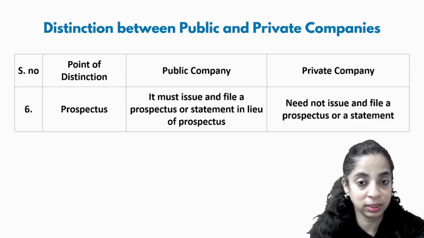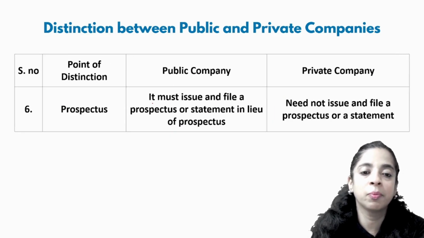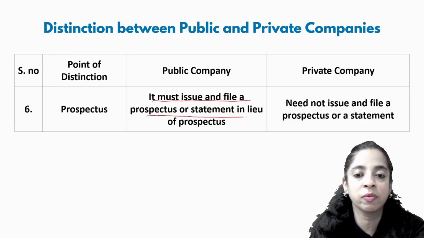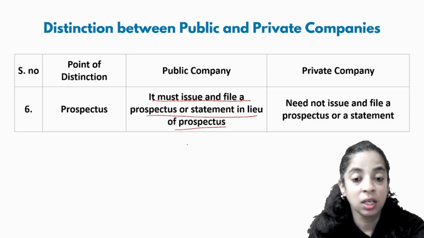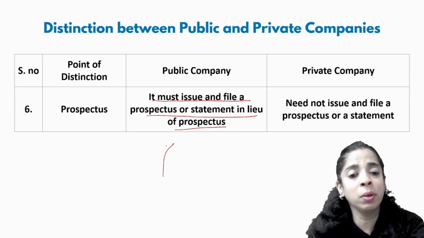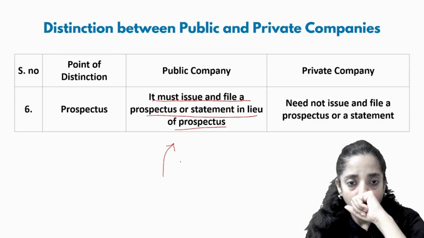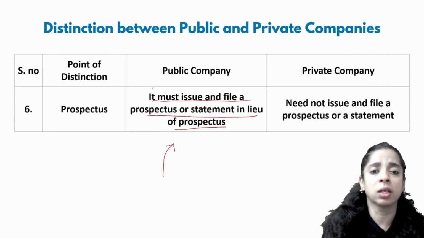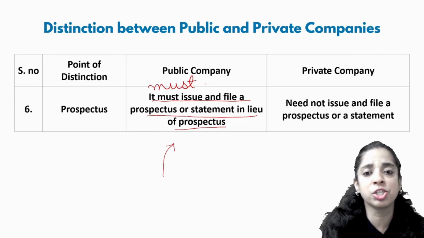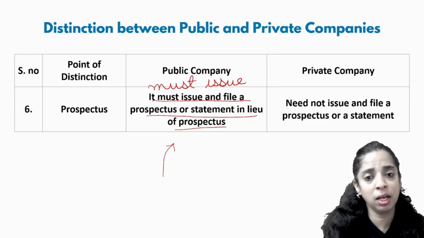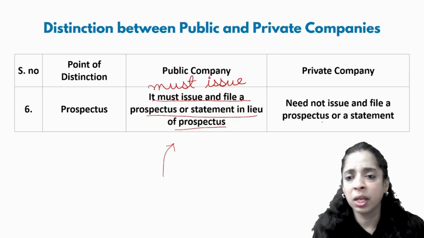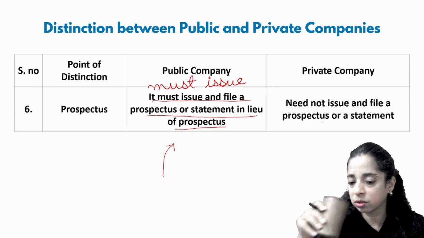Now, prospectus. A public company must issue and file a prospectus or statement in lieu of prospectus. Since there are common people who are buying the shares, the public company must issue and file a prospectus, whereas a private company need not issue and file a prospectus.